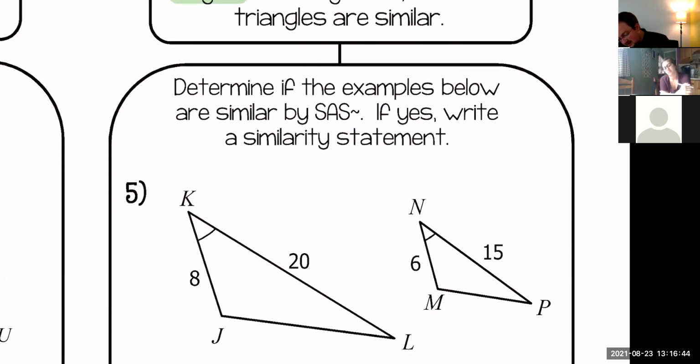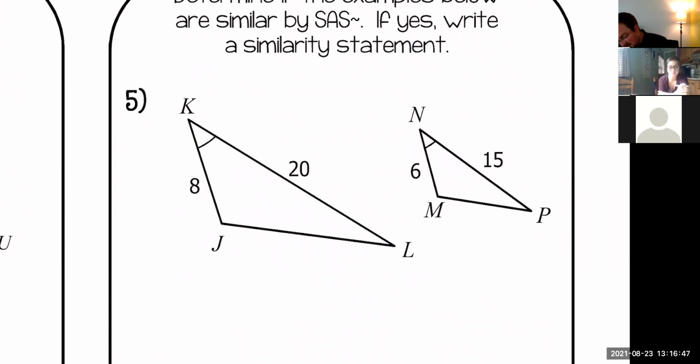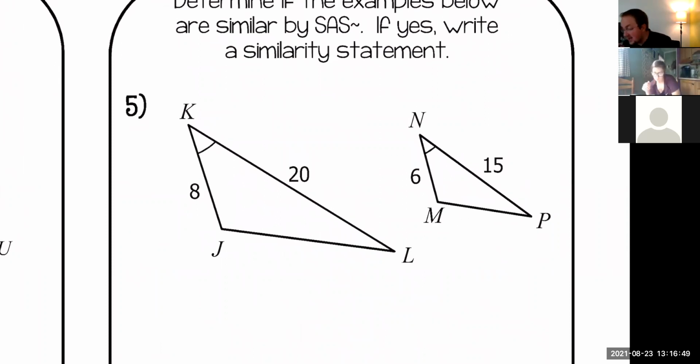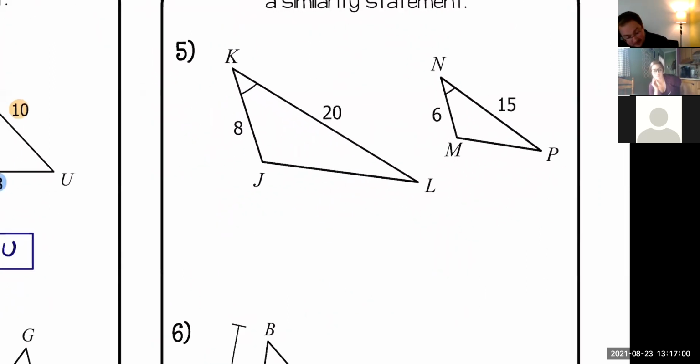So if I take a look at the next example here, determining based off of side angle side, it's clearly nudging me in the direction I probably need to go. I have 2 sets of sides and the angle included between them. If I were to color code these again, I would say KJ and NM are supposed to be proportional, so 8 over 6. And then KL and NP are meant to be proportional, which is 20 over 15.